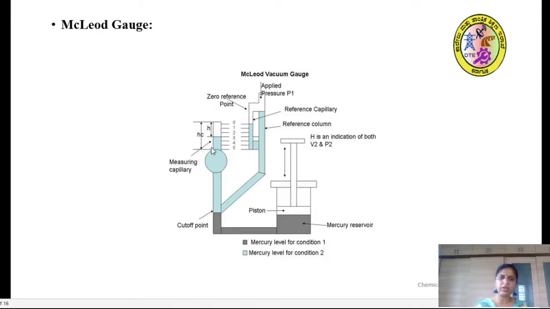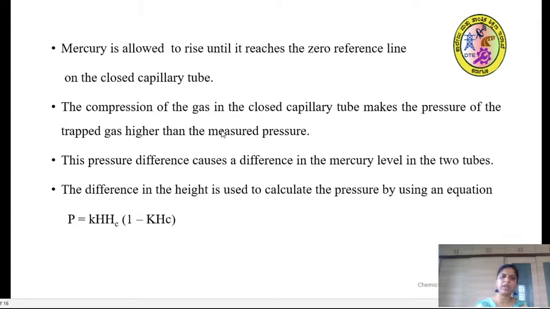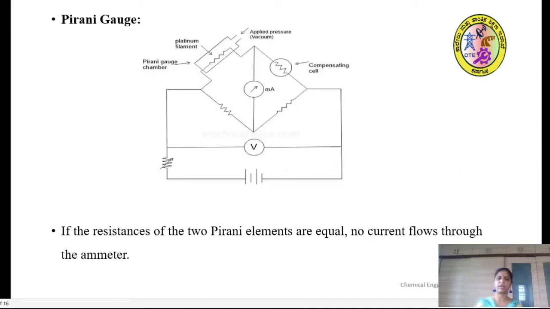HC is the mercury level, so H minus HC will give you the difference in height of the mercury, which gives you the pressure. Using this equation, the pressure is equal to K into H into HC minus K into HC.